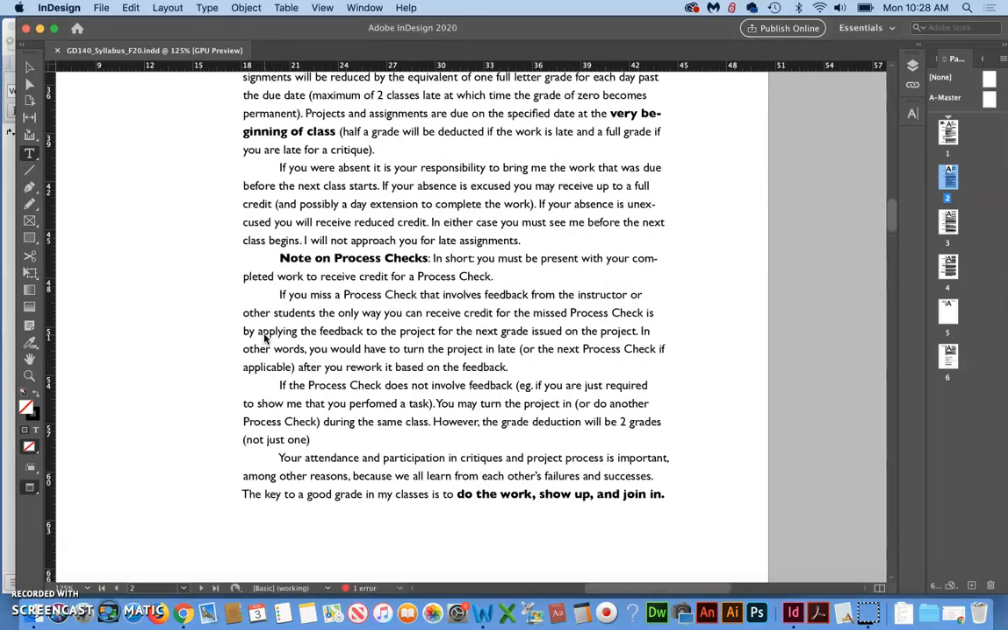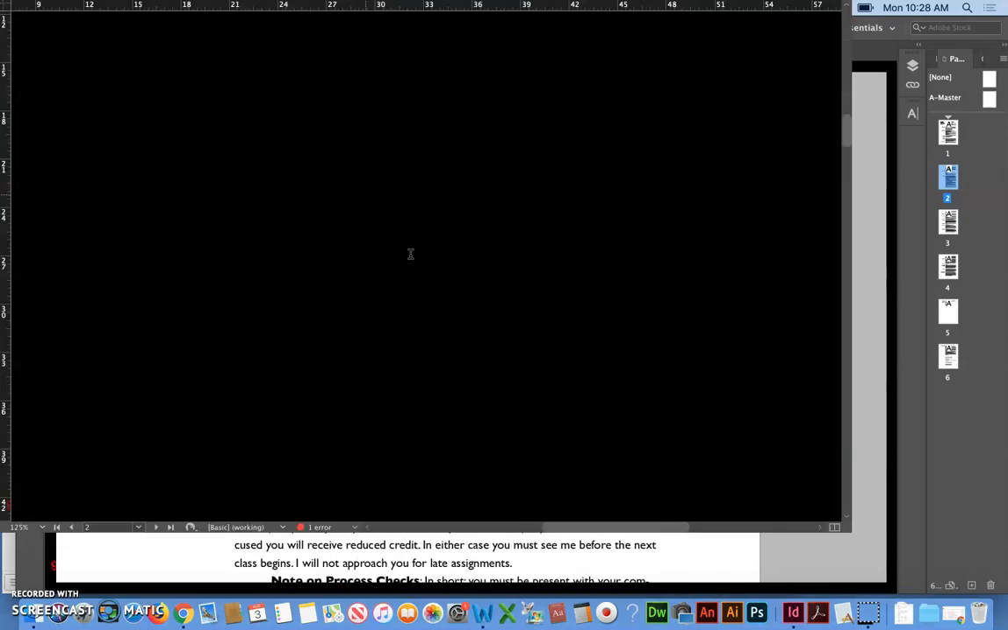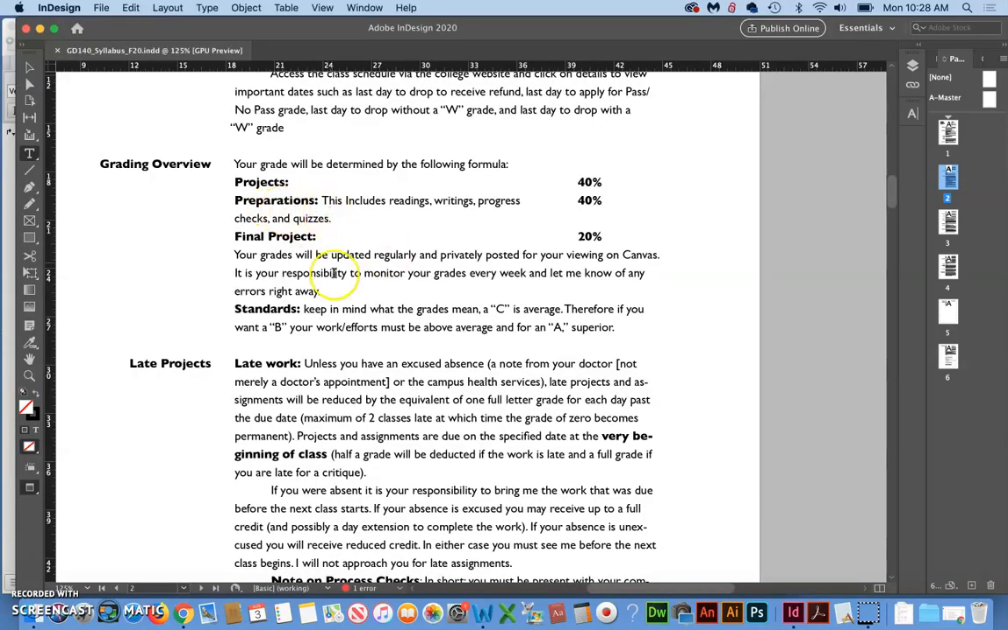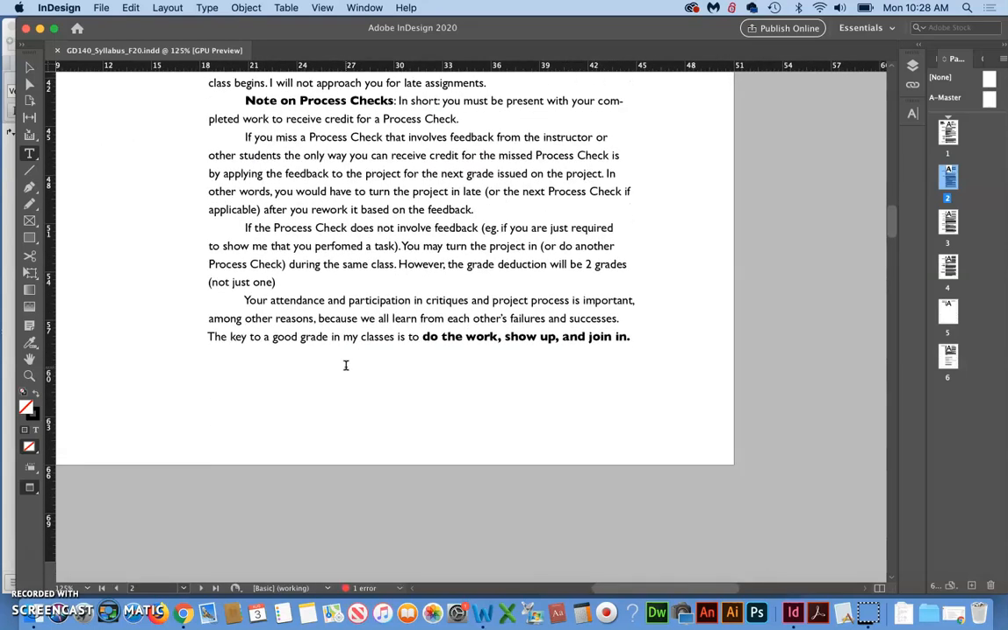I want to explain a bit more about process checks, which, as you recall, is part of your preparations category. To get credit for a process check, you must have the work completed and on time for the process check. If you miss a process check that involves feedback from me and or other students, then the only way that you can get late credit for the process check is if you actually use the process check. Meaning that if another process check is due on that same day or the project is due on that same day, you can't get credit for both things.